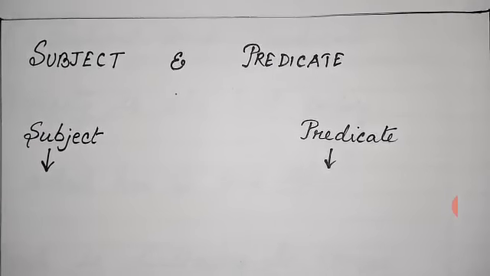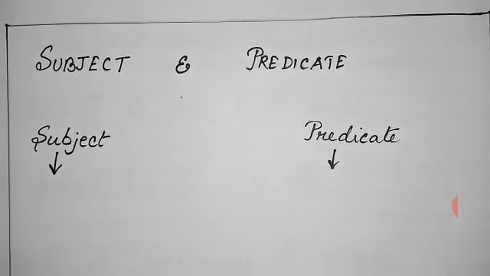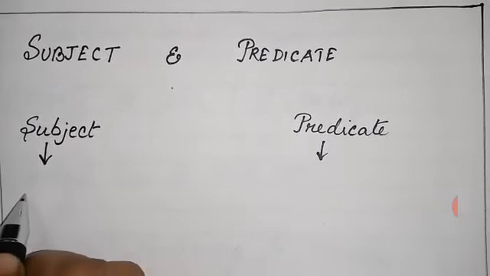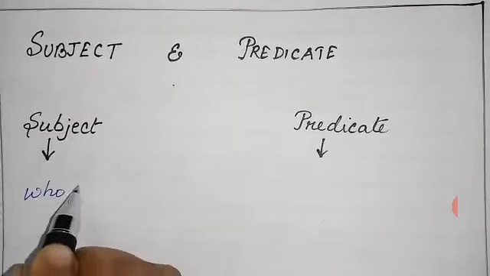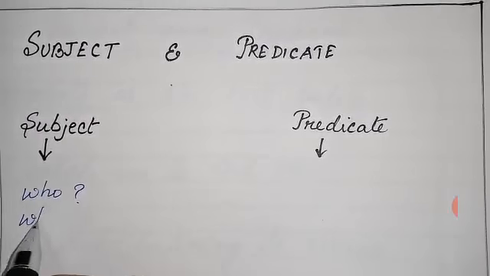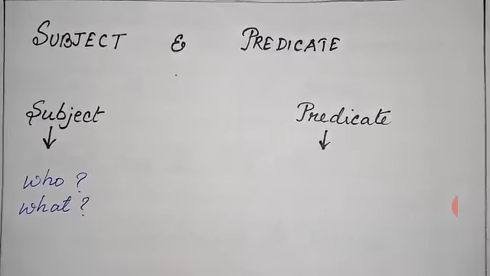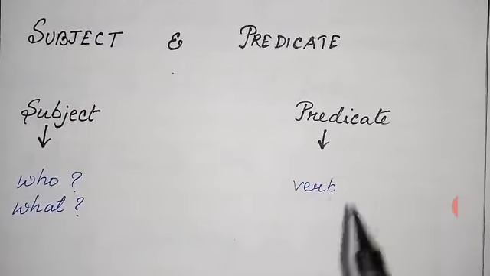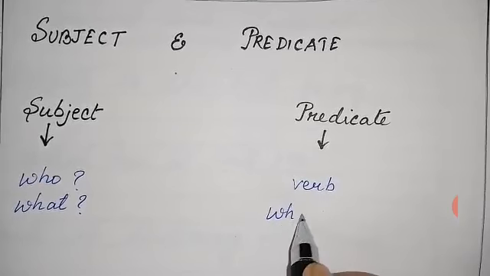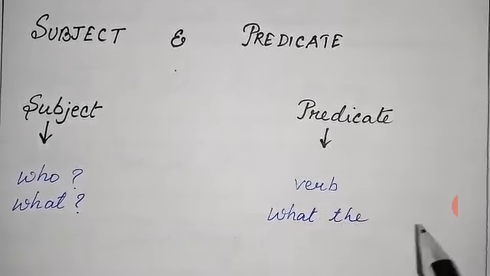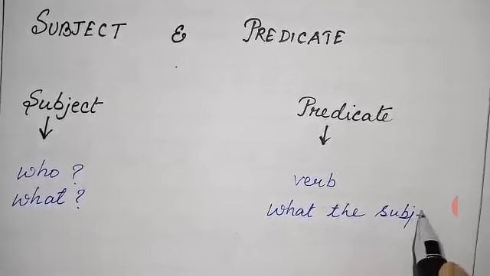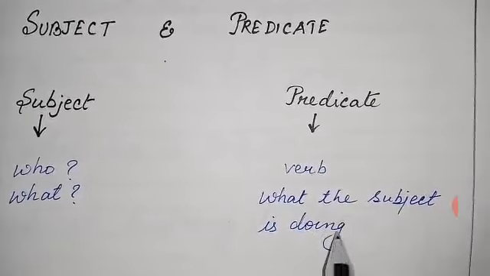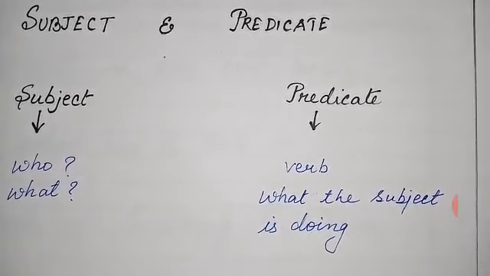How will we understand what is subject and what is predicate? The easiest way is, the subject gives the answer to these two questions, who or what, and the predicate contains the verb as well as what the subject is doing. This is the easiest way to understand subject and predicate. Let us look into an example.